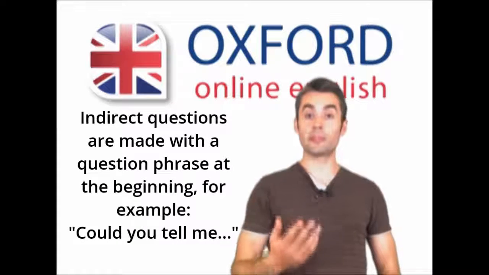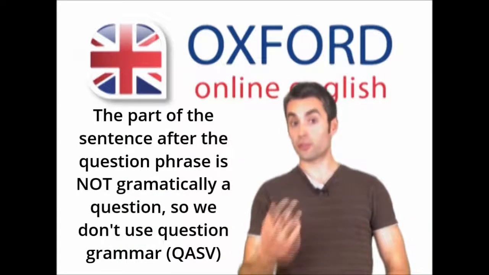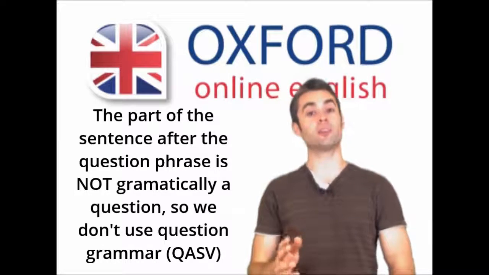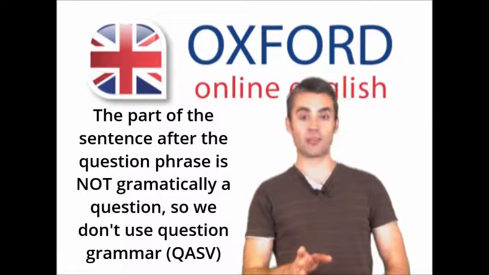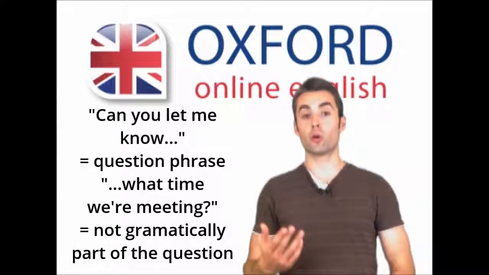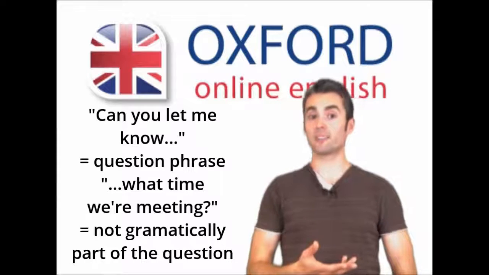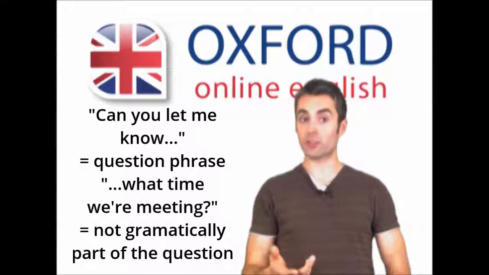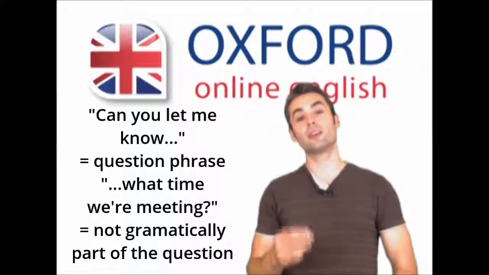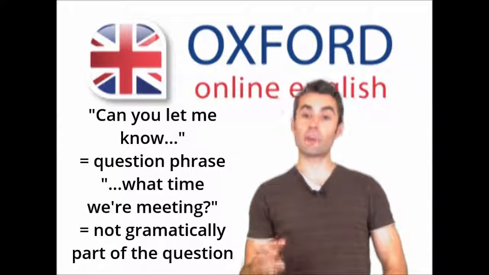Indirect questions are made with a question phrase. For example, could you tell me? The second part of the sentence after the question phrase is not grammatically a question. That means don't use auxiliary verbs, and the word order is the same as a normal sentence. So, in the example, can you let me know what time we're meeting? The first part, can you let me know, is the question. And the second part, what time we're meeting, is not a question. That's why we say what time we are meeting and not what time are we meeting.